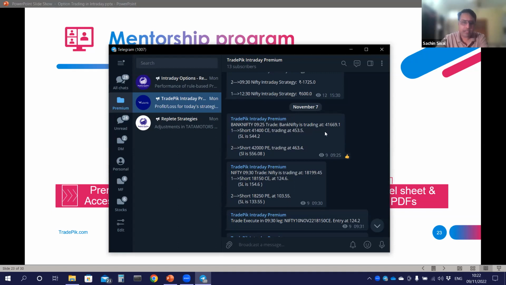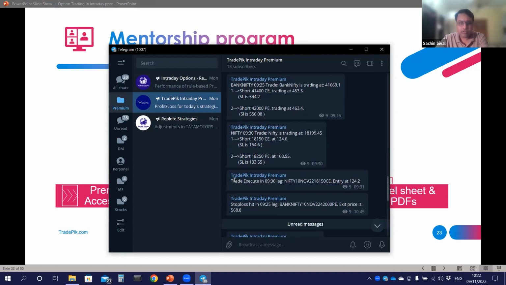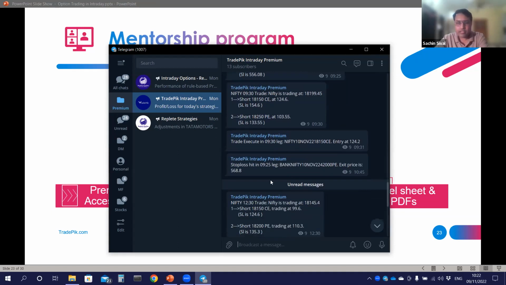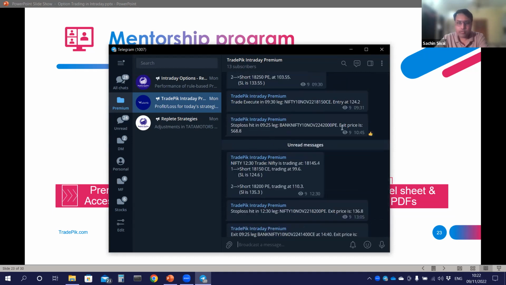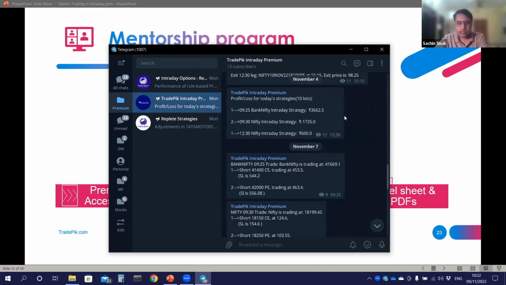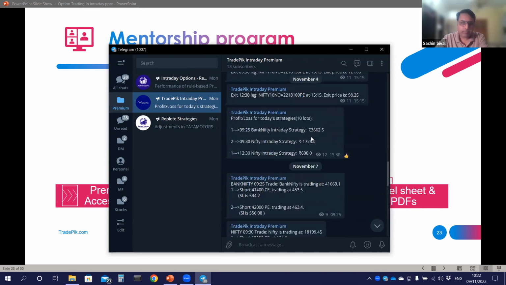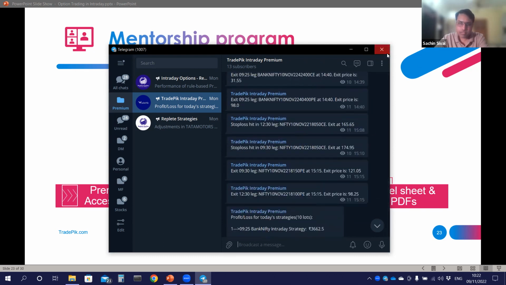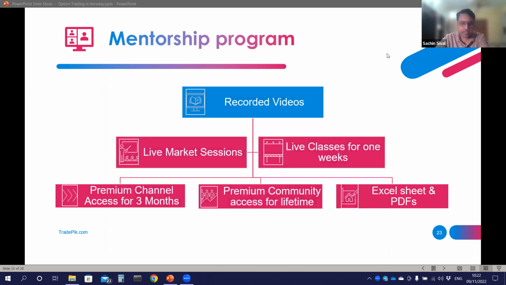So you will get 3 months access to these premium channels. If there is any trade execution, you will get the alert, and if there is a stop loss on any particular strike, you will get the alert and the exit price. At the end of the day, you will receive the profit and loss for that particular day. So you will get access to both of these channels.